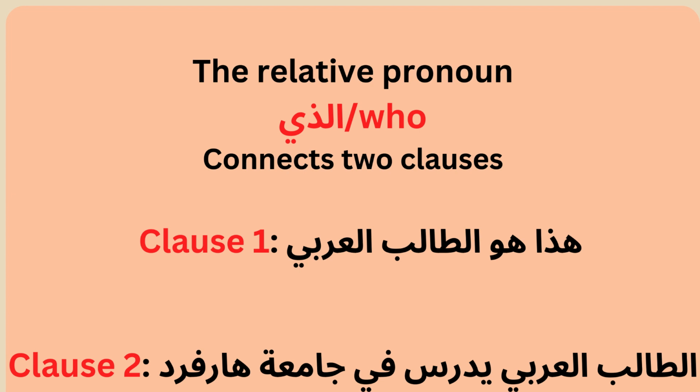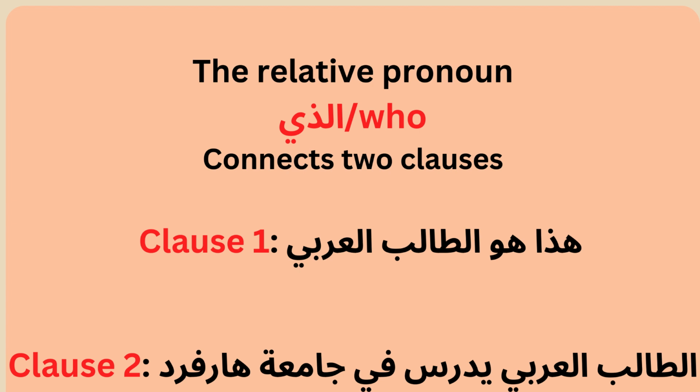It connects two clauses. A clause is an independent sentence which consists of a subject and a predicate. So we'll start with the first clause. هذا هو الطالب العربي. This is the Arabic student. The second clause. الطالب العربي يدرس في جامعة Harvard. The Arabic student studies at Harvard University.